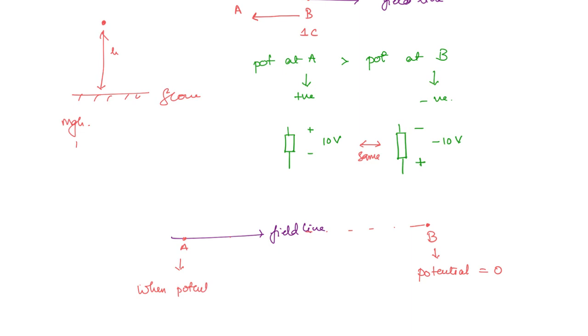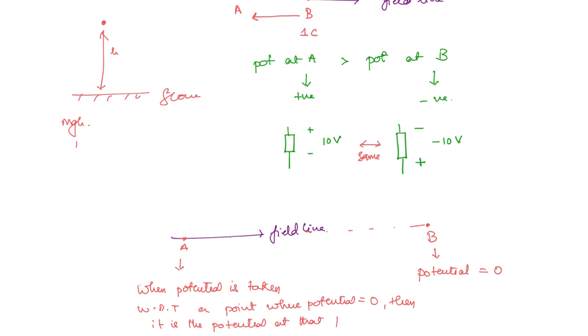So when potential is taken with respect to a faraway point, or a point where potential is equal to 0, then it is the potential at that point. Okay. So that is the difference between potential difference and absolute potential.